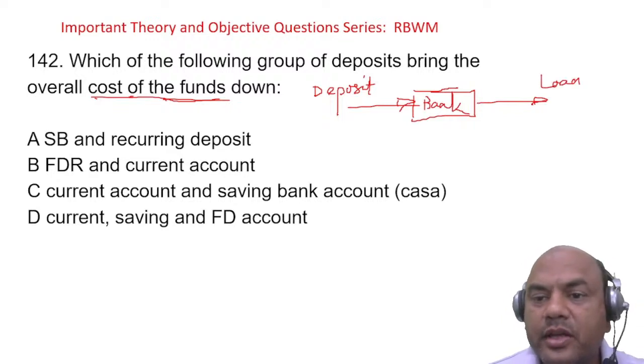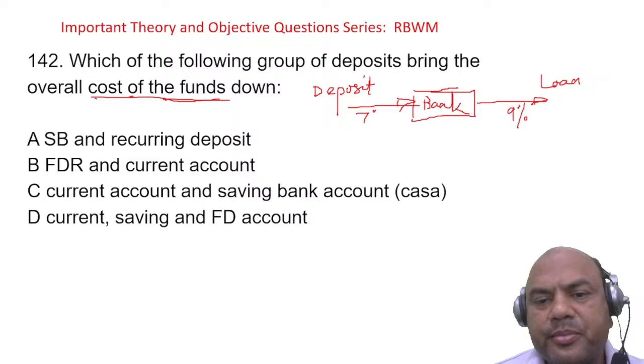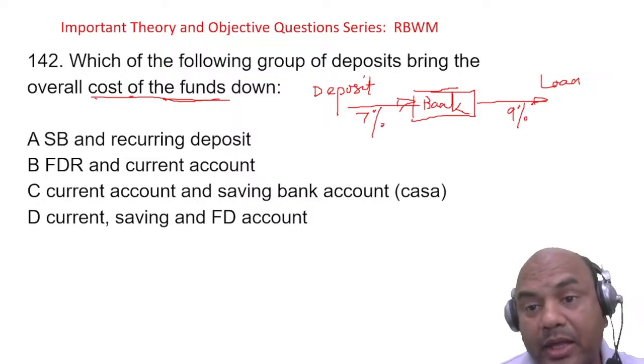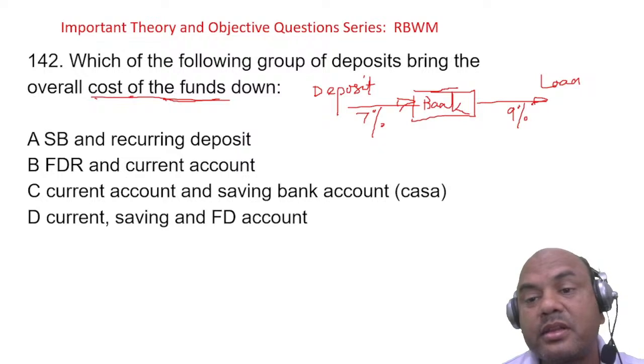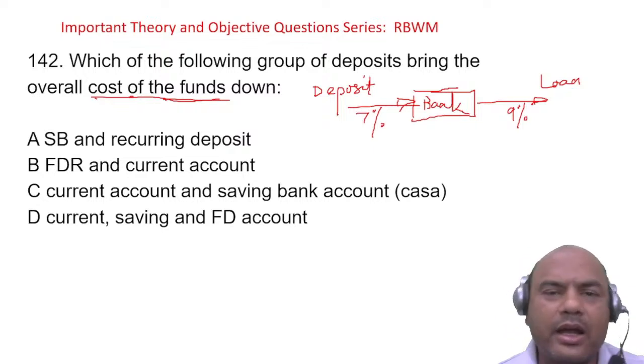So if loan is given at, let's say, 9%, deposit is taken at, let's say, 7%. So what should be my aim in life, or in banking? My aim in banking should be, I can't increase these rates, because the competition will kill me then. If I make this 9 to 10, I should definitely try to make it 9 to 10, but I can't do it.